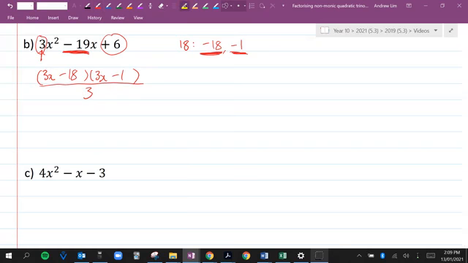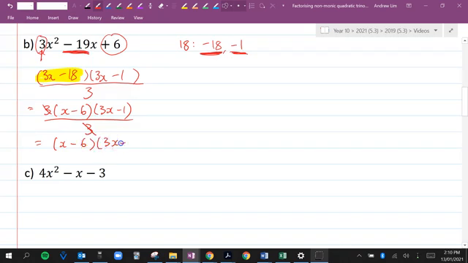Next thing I'm going to do is see if I can factorize any of them. I can factorize the first one. I can take out a common factor of 3. So that leaves me with 3 lots of x minus 6. And then my 3x minus 1, all over 3. Okay, my 3s cancel out, and so my final answer is x minus 6 times 3x minus 1.